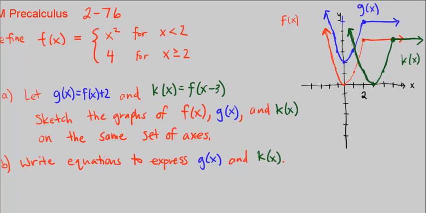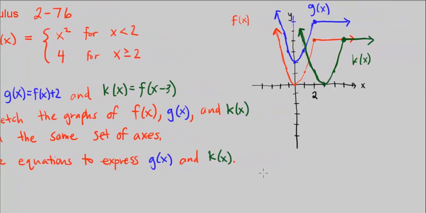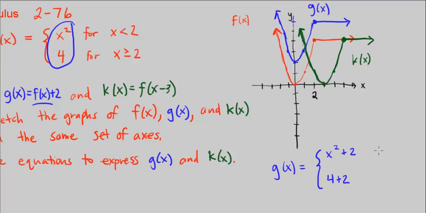So let's now write equations to express them. All right, so I'm going to use blue for g of x. So g of x, right, is basically f of x plus 2. So let's go ahead and add 2 to everything, right? So it's going to be piecewise defined, and it's going to be x squared plus 2, right? And then 4 plus 2, right?